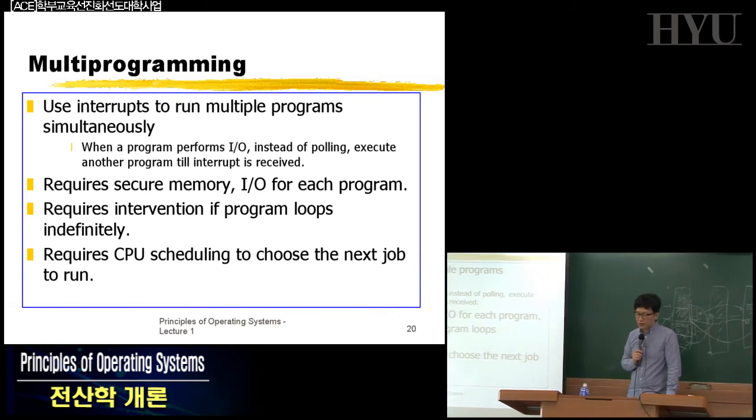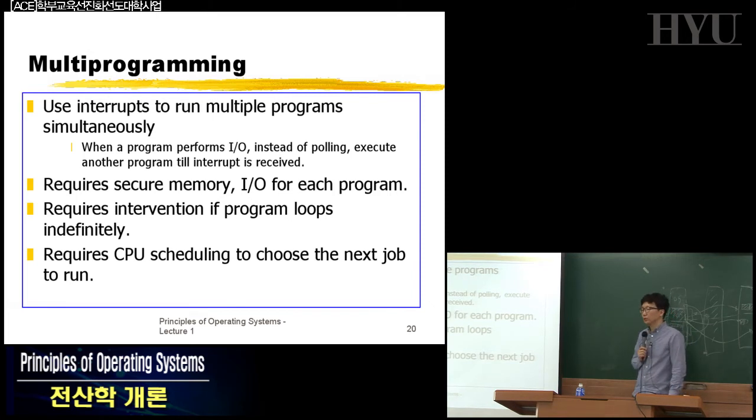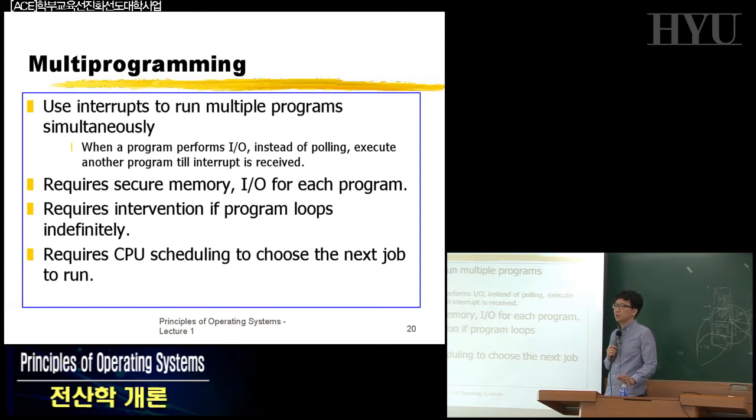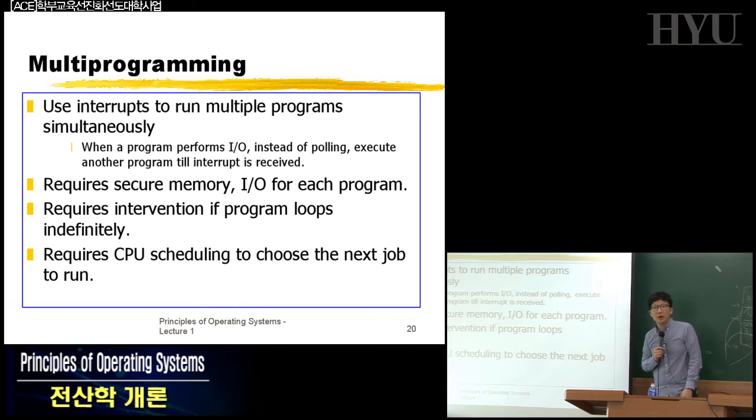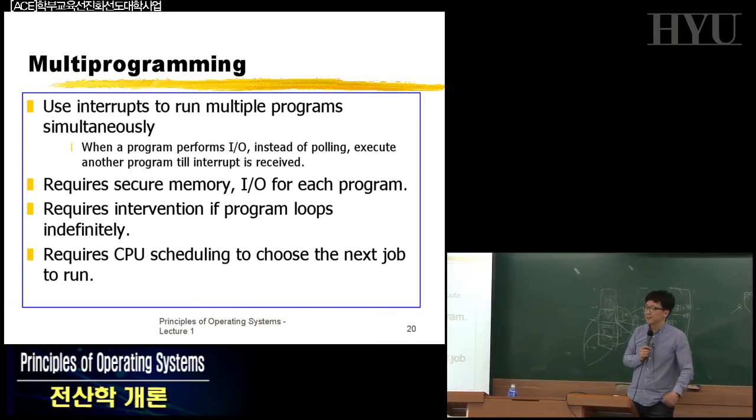So we require CPU scheduling to choose the next job to run, because only one process at a time can use the CPU, but you have multiple programs waiting for CPU. So OS must select which process to do first. It has a lot of issues too. There are algorithms required to choose which process to be executed next.